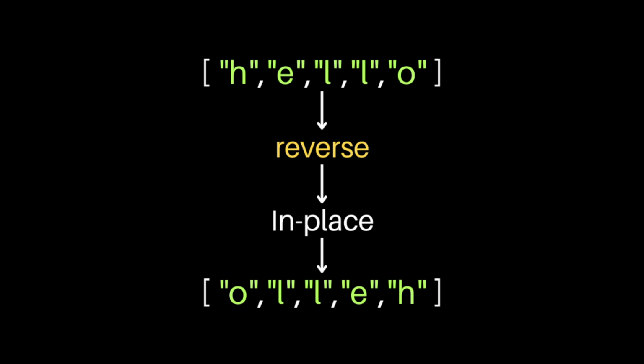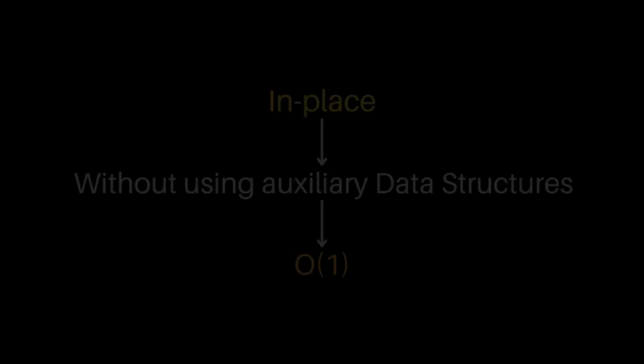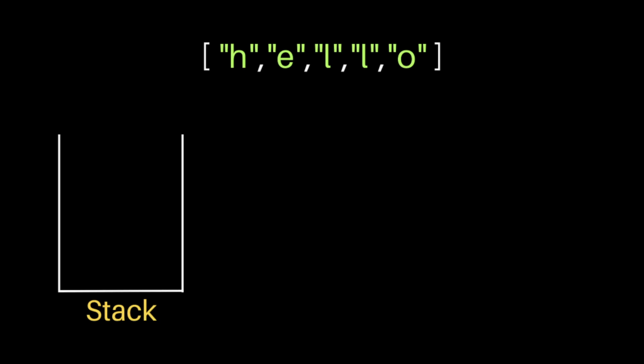So for example, if we have this input array of characters, the result should start with the last character and so on. And what we mean by in place is that we must reverse the characters in the array without using auxiliary data structures, or we can say constant space memory. But in this video, I will show you multiple ways to solve it, using the stack data structure and also without using it. So let's start with the first solution.